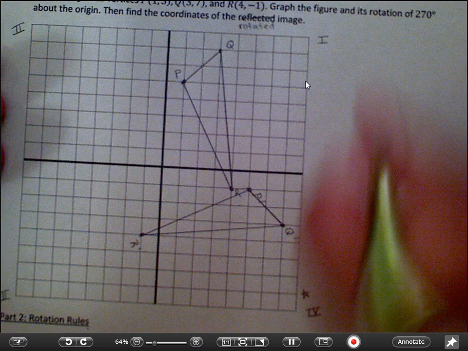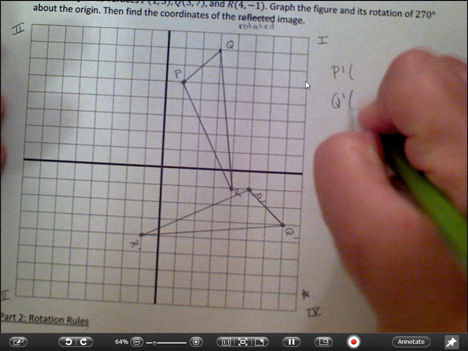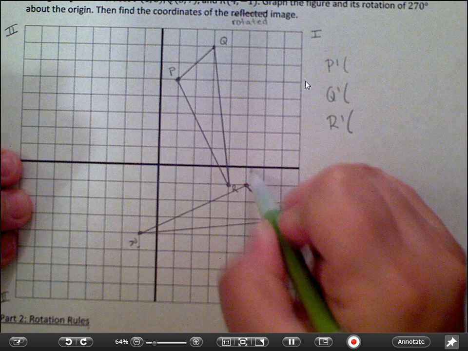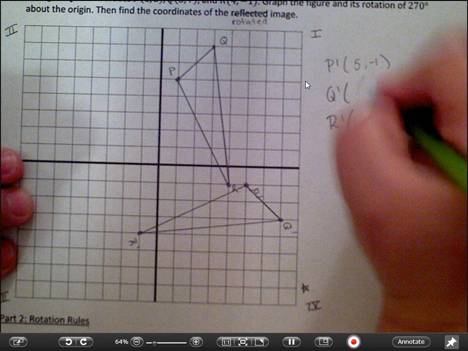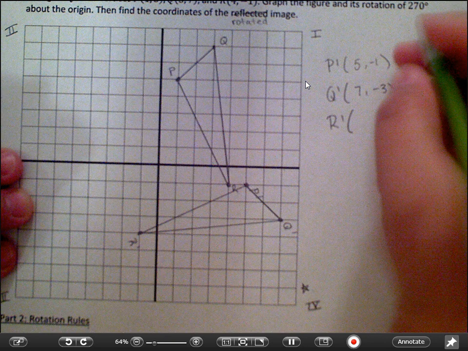Now let's label our new points: P prime, Q prime, and R prime. P prime is right here. Looks like 5, -1. Q prime is 7, -3. R prime is -1, -4.